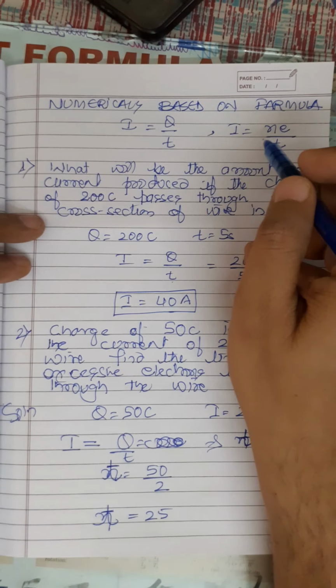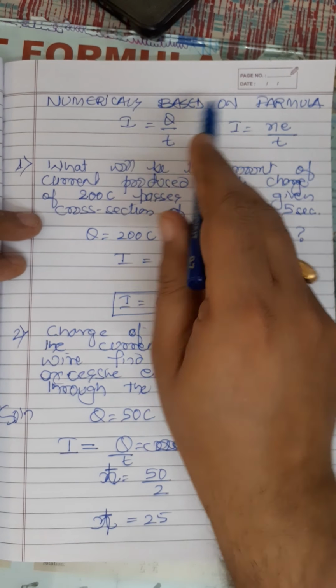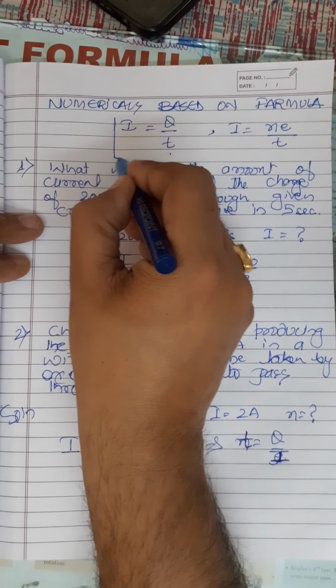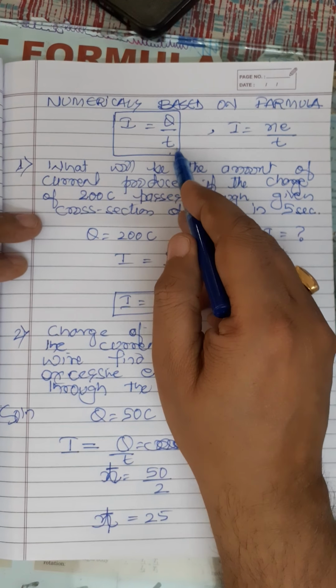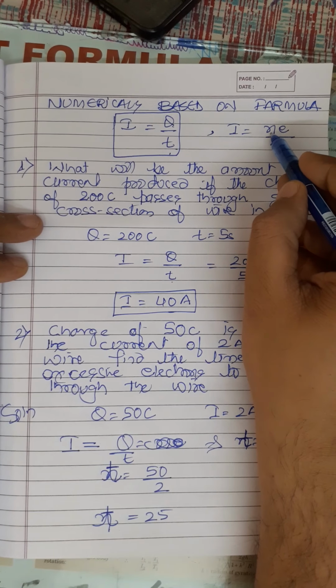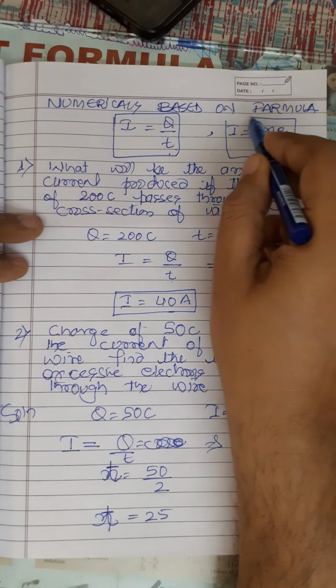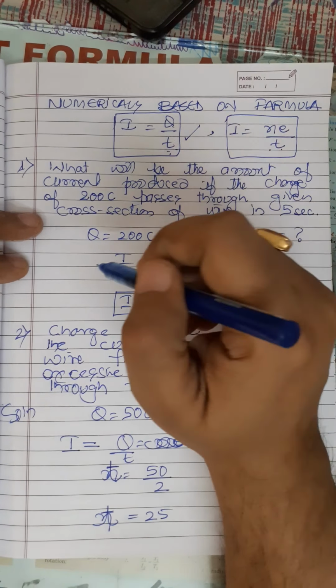Now I'm moving to the next formula. Numericals based upon the formula I is Q by T, which we have done in the definition of electric current. Rate of flow of charge is current. And if I put up the value of Q over here, this will become N into E by T. So I'm going to have the numericals on the basis of these two formulas. First I'm taking this one.